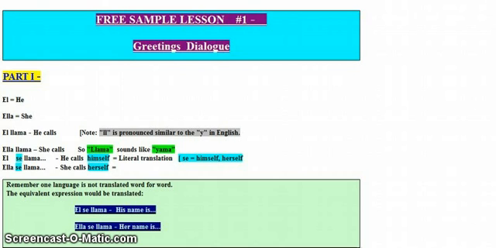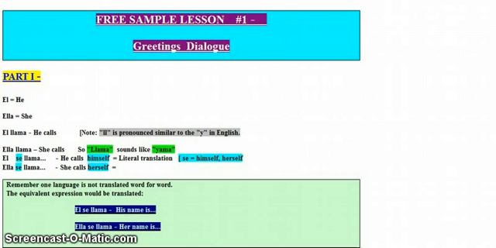Repeat again. How do I say he calls himself? Él se llama. She calls herself. Ella se llama. Repeat again. How do I say he calls himself? Él se llama. She calls herself. Ella se llama.